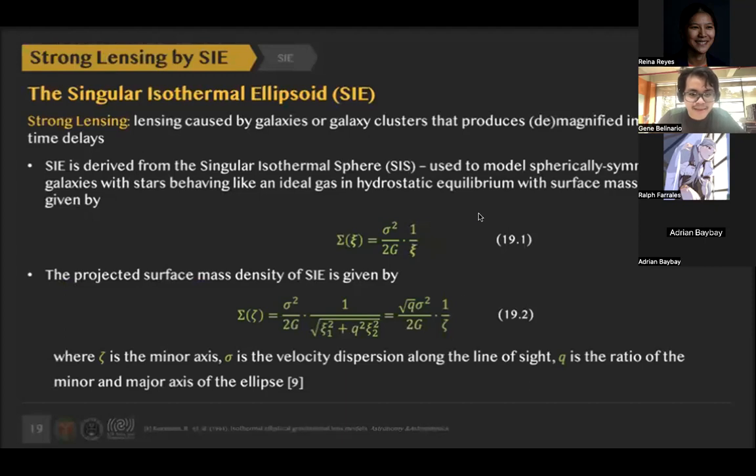So in this case, Korman derived the equation for the SIE, which is just similar to the SIS, but this one is in terms of the minor axis of your elliptical lens. So here, instead of the impact parameter, the surface mass density is in terms of the minor axis given by equation 19.2. So equation 19.2 is our surface mass density, or rather the projected 2D mass of the SIE. And Q here is the ratio of the minor and major axis of the ellipse.